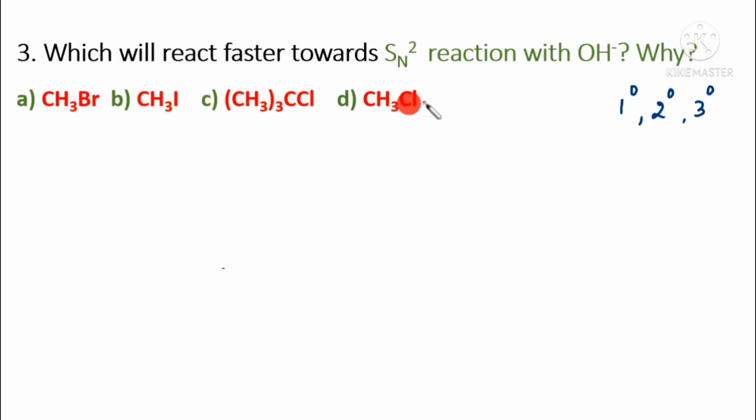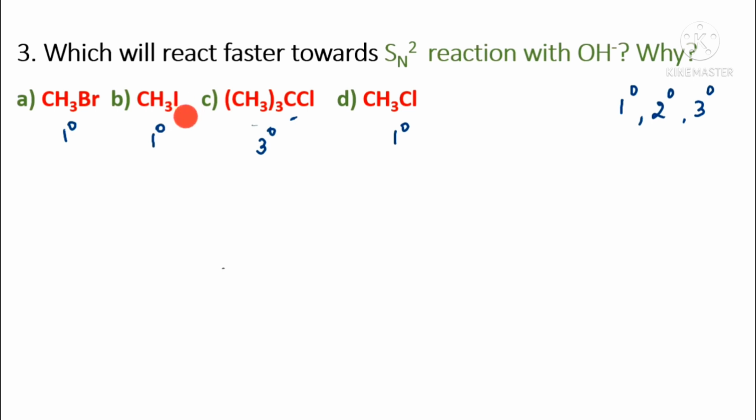We have four types of compounds. This CH3Br is obviously a primary alkyl halide. The CH3 iodide is also a primary alkyl halide. Here the chlorine is attached to a carbon atom which is attached to three more carbon atoms, so it is a tertiary alkyl halide, and this is also a primary alkyl halide. So all three options are primary alkyl halides. Then how to find out the SN2 mechanism? We cannot move with this reason, so we should opt for the next reason.